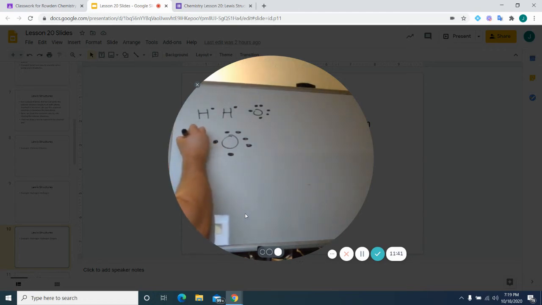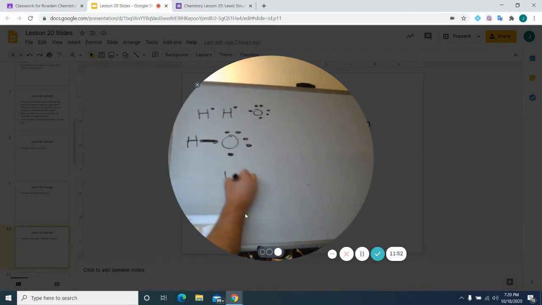Let's do a hydrogen right here, and let's connect these dots. Okay, so there's one of our lines. So remember, that counts as 2 for the hydrogen, and it counts as 2 for the oxygen. And then we can do this, connect these dots. And so that line counts as 2 for oxygen and 2 for hydrogen.